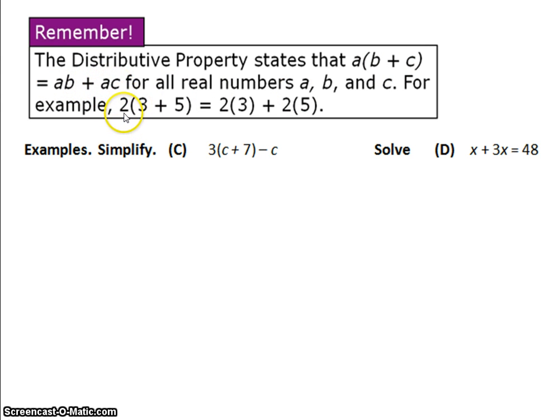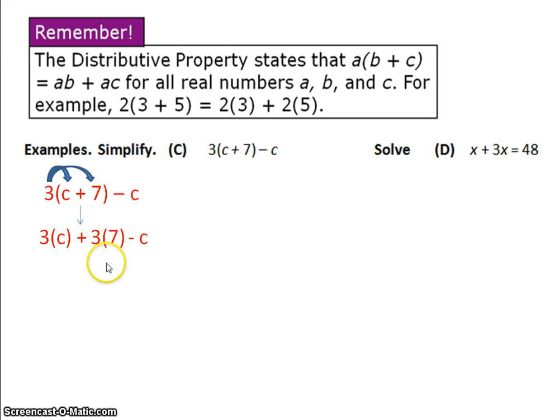An example of that would be 2 times the sum of 3 and 5. It would be 2 times 3 plus 2 times 5. And it's shown right here. In this first example, letter C, I have 3 times the sum of C and 7 minus C. First, I'm going to simplify by using the distributive property. So I'm going to take 3 and multiply it by C, which will be 3C. Then 3 multiply it by 7. This addition sign is going to come straight down. And let's not forget the minus C on the outside.